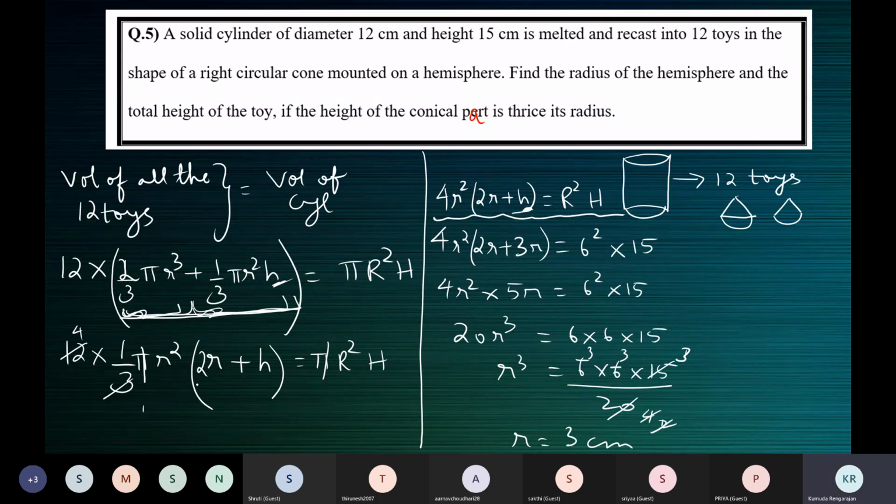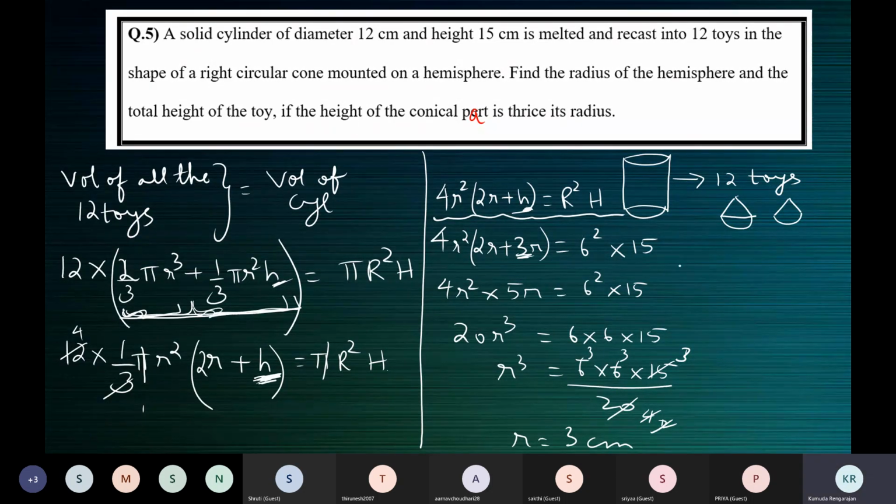Now I've taken out common. And the bracket we have this is equal to pi r squared. So I did not substitute the values. I cancelled pi on both sides. And then this h, very important, height is given to be 3 times the radius. We should have only one unknown in one equation. H is also given to us in terms of r. H is 3r.